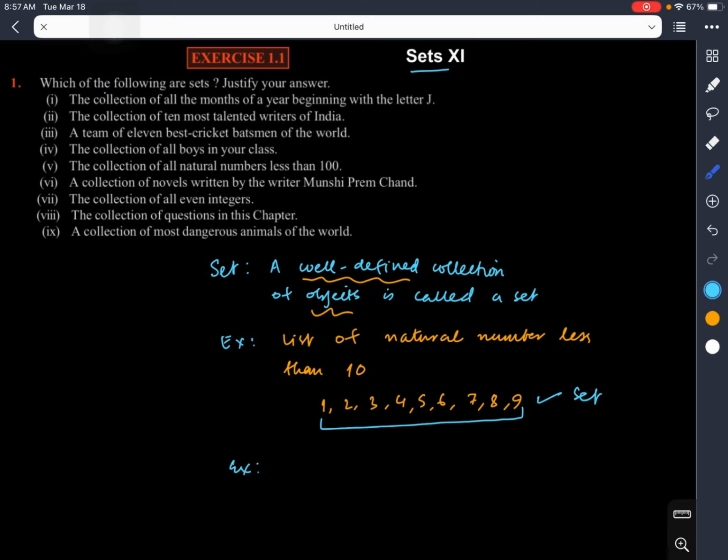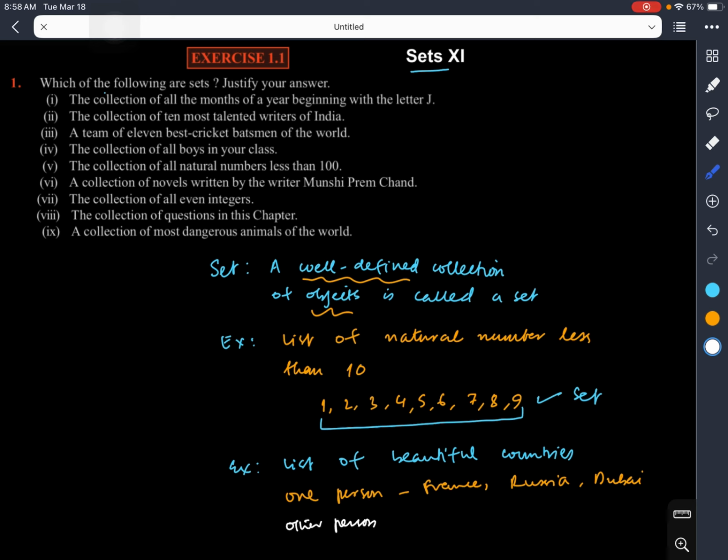Take another example. Someone asks you to make a list of beautiful countries. One person might say countries like France, Russia, Dubai, and another person might say India, Brazil, Colombia. So here you can see that the members are varying from person to person. So this list will not form a set because here we are seeing variation, and if there is variation, the list will not form a set at all.